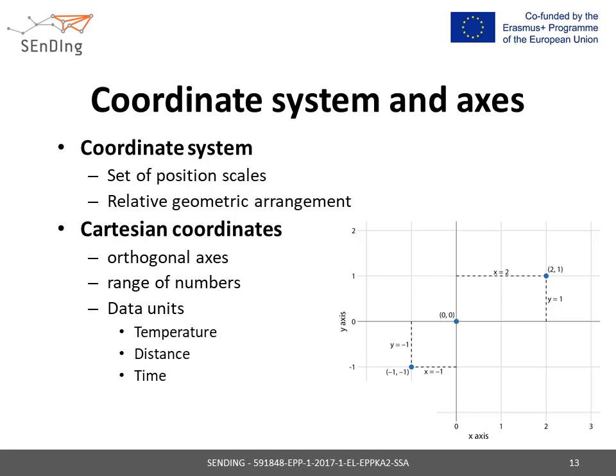The combination of a set of position scales and their relative geometric arrangement is called a coordinate system. The most widely used coordinate system for data visualization is the 2D Cartesian coordinate system, where each location is uniquely specified by an x and a y value. The x and y axes run orthogonally to each other, and data values are placed in an even spacing along both axes as shown in this figure.